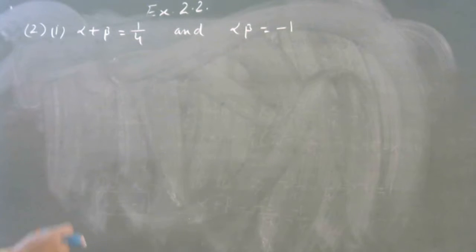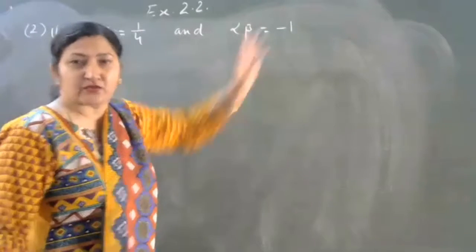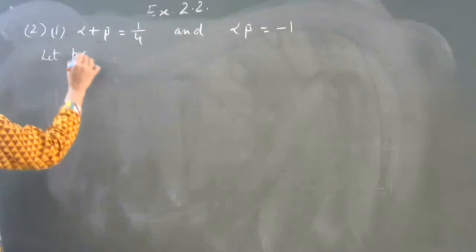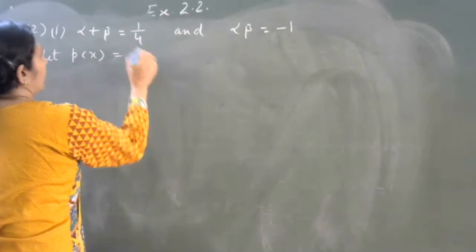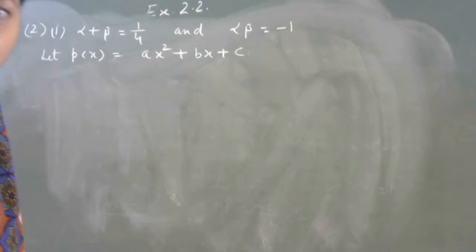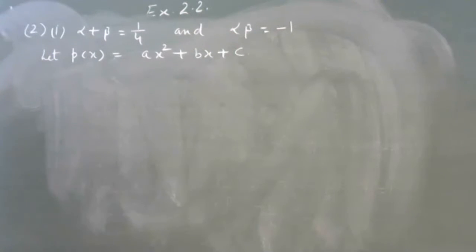ठीक है. Next, we have to find the polynomial with the sum of zeros 1 by 4 and product which is -1. So here we will suppose let p(x), whatever the polynomial we have to find, let it be ax square plus bx plus c. Standard form में जब हम लिखते हैं polynomial equation को, we will write that.